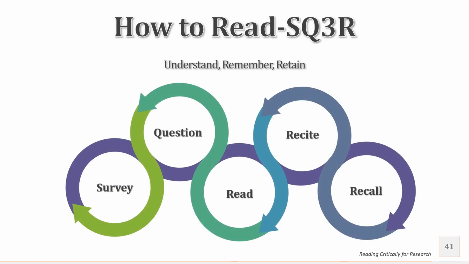So now you have found all the information you want to use. Hopefully you're very interested in it. Let's talk more about active reading strategies that can help you to understand the text and remember and retain as much information as you can. So we're going to look at SQ3R, which means survey, question, read, recite, and recall.